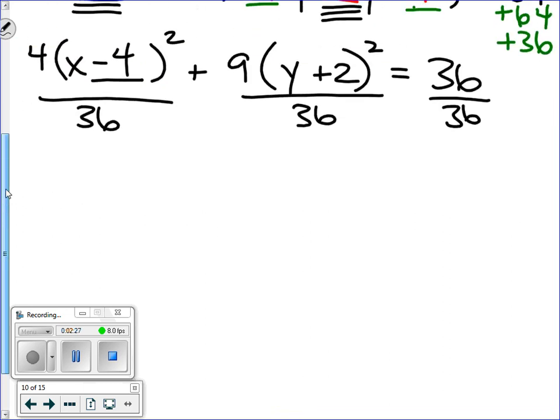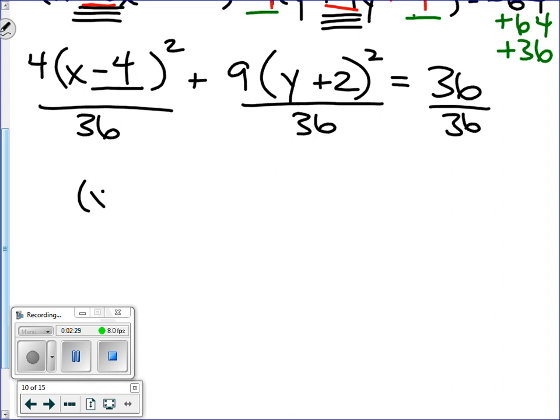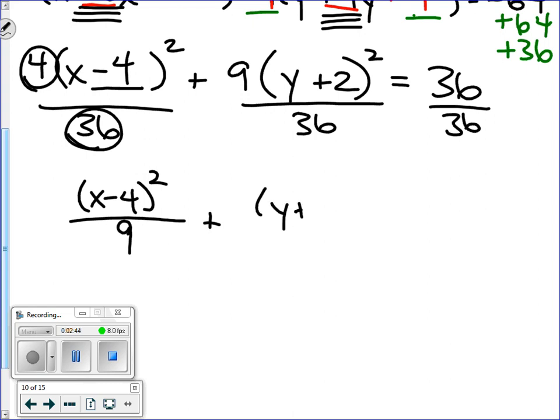We divide when we want to clean this up. We don't want a coefficient in the numerator. That's the main reason why we're going to do 36 divided by 4. That's 9. That's the number that goes down here. Okay? We're going to add to that y plus 2 squared over 4 equal to 1.